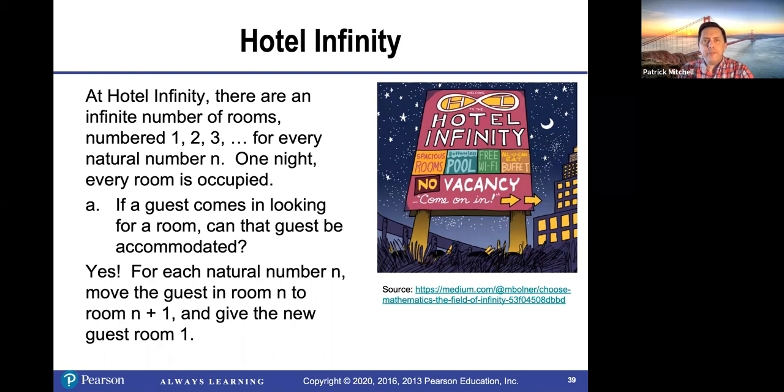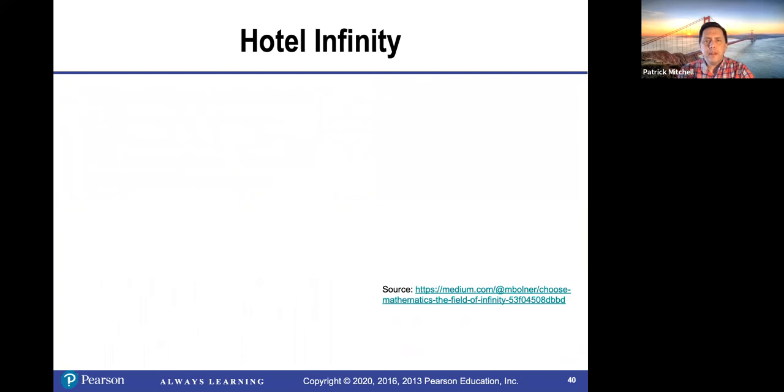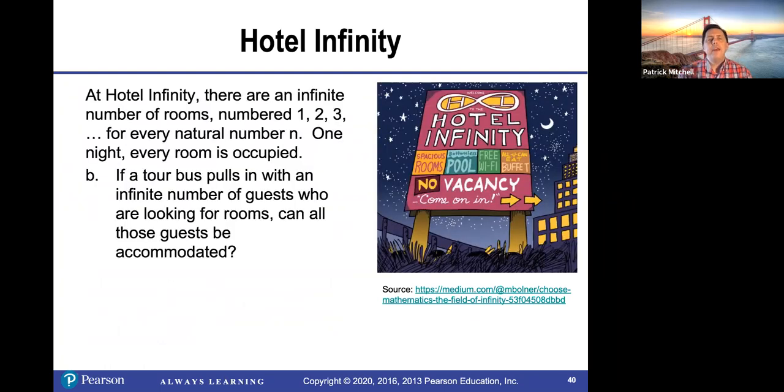So then just when you've wrapped your head around that, I come along and ask, if a tour bus pulls in with an infinite number of guests who are all looking for rooms, can all those guests be accommodated? And at first you think, I don't see how this is going to work. It's not like I can shift everybody over an infinite number. I need to be able to tell everybody what room to move to. Well, this is where you have to think outside the box a little bit.